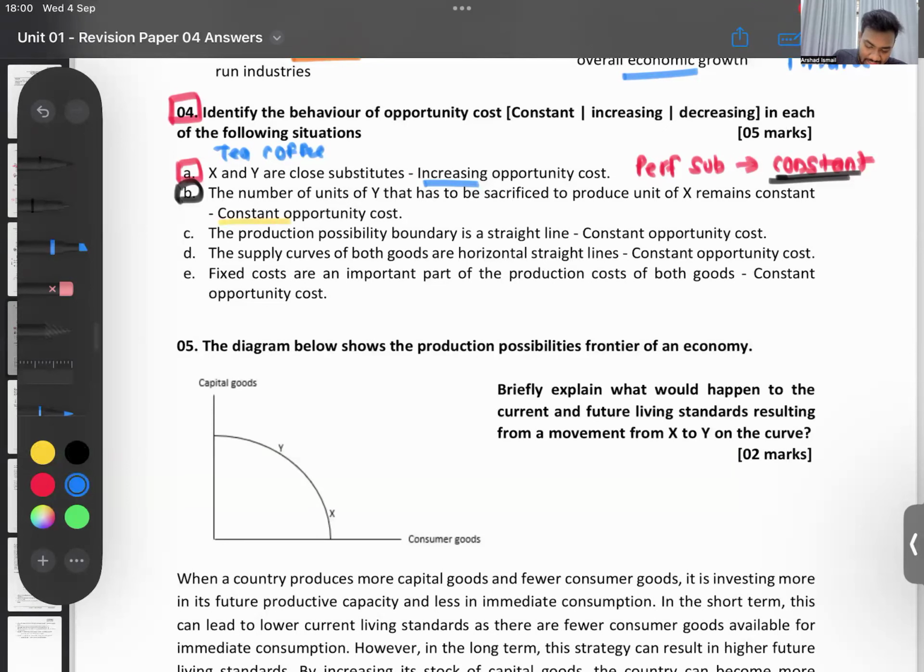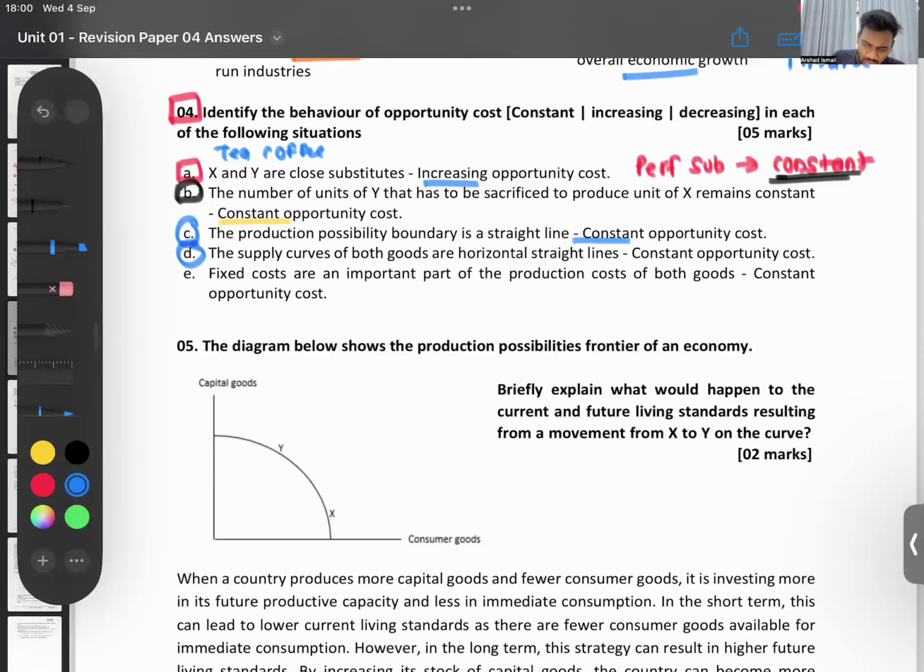Then C, the production possibility boundary is a straight line. Very easy one: constant opportunity cost. D, the supply curves of both goods are horizontal lines. Now this you will understand in a little more detail when we learn unit number 2.